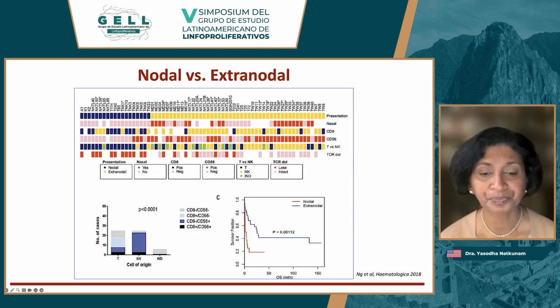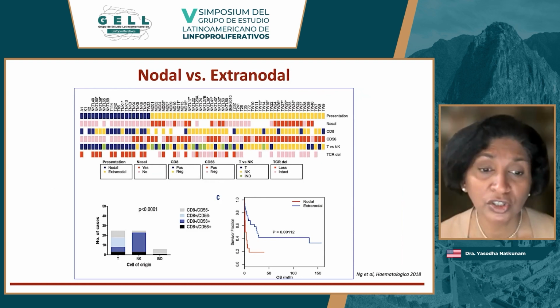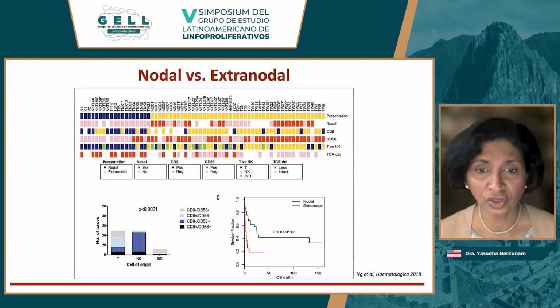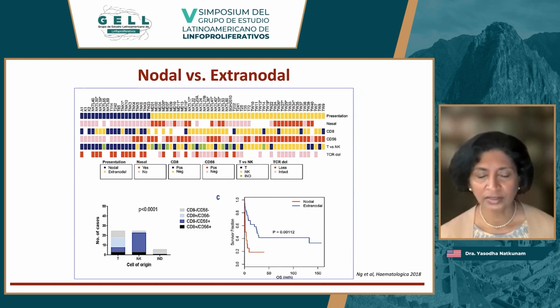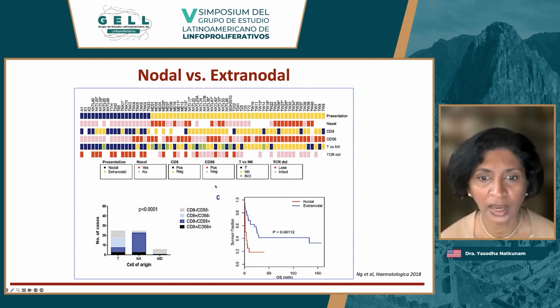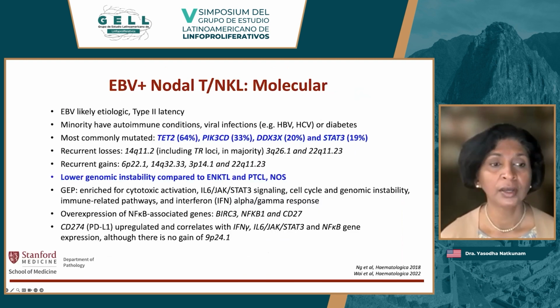There is also a very nice study that I wanted to highlight, which looked at nodal versus extranodal disease, and you can see the phenotype as well as where they present all outlined in the study, as shown here, and then also the worse prognosis that is associated with the nodal version. Neither one is very good, but this is even worse when you have a nodal presentation.